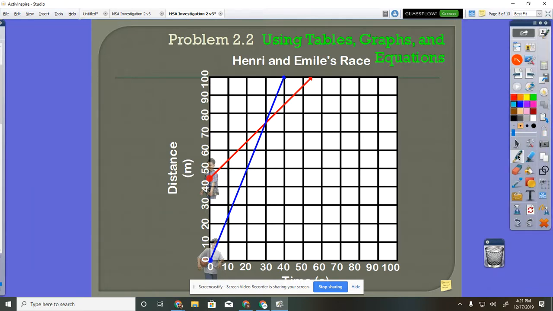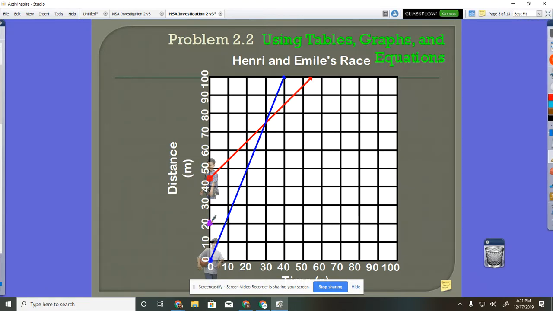So on your graph, Gilberto, let's go ahead and do purple. Gilberto would have to start off at a 20-meter head start. He also is not proportional because he's not starting off at 0, and he only walks 2 meters per second. So my scale on the x-axis is 10 seconds. So if he's walking 2 meters per second, every 10 seconds, he walks 20 meters.